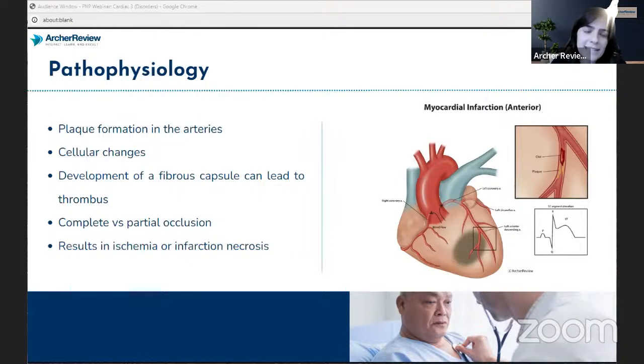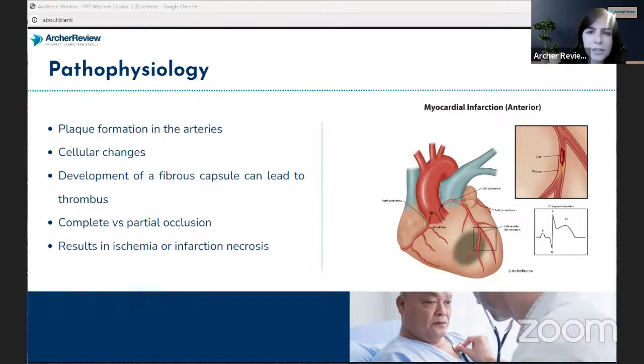So basically what that statistic tells us is that it's really common and our role in primary care, again, is prevention, right? So educating our patients about what coronary artery disease is and how we can prevent it.